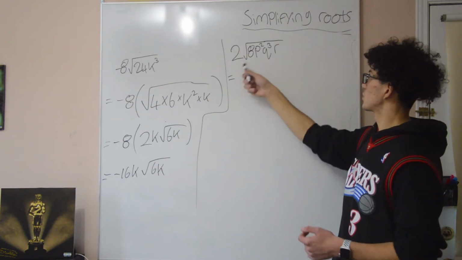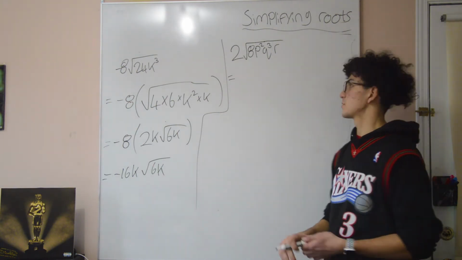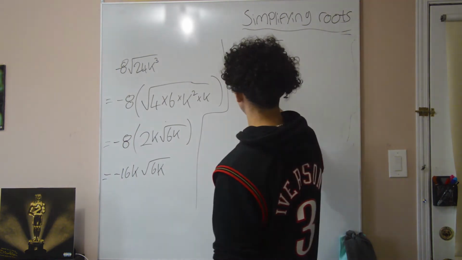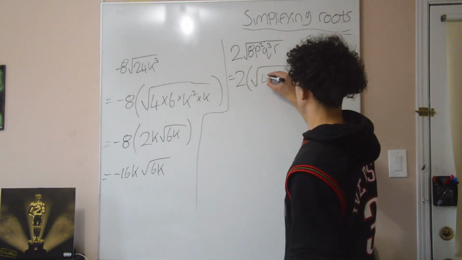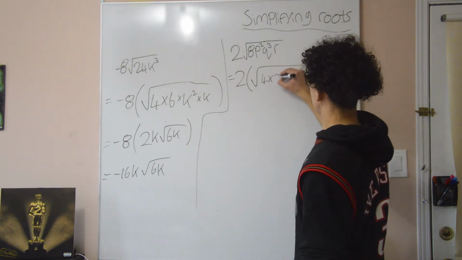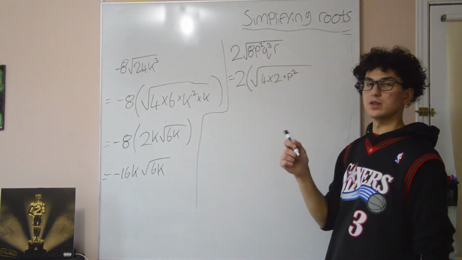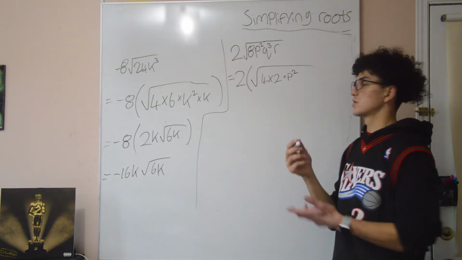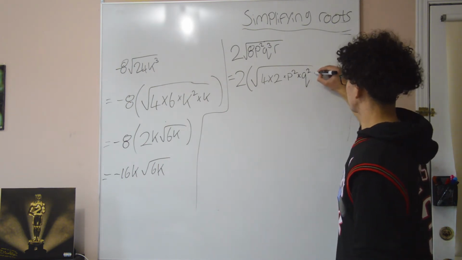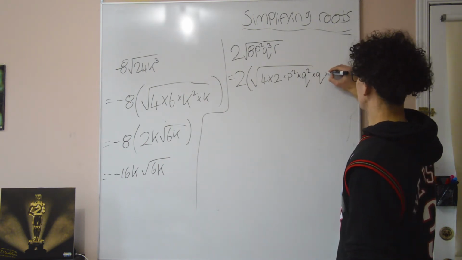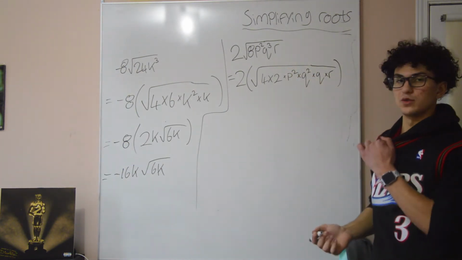Okay, the last one is 2 times the square root of 8 times p squared times q to the 3 times r. Same thing that we've been doing the whole time. 8 can be rewritten as 4 times 2. P squared, we actually want to keep it the same because we want our exponent to be the same as the root, in this case, squared. Q to the 3, we want to rewrite it as q squared times q, and r, we just want to keep it the exact same way it is. We can't really do anything to it.